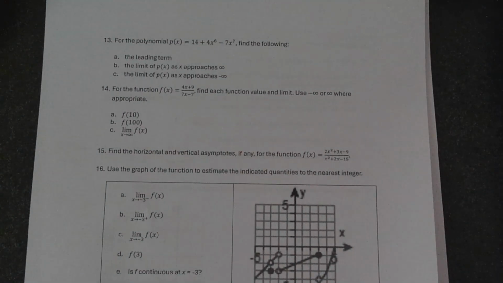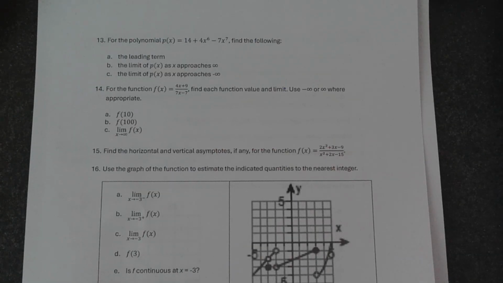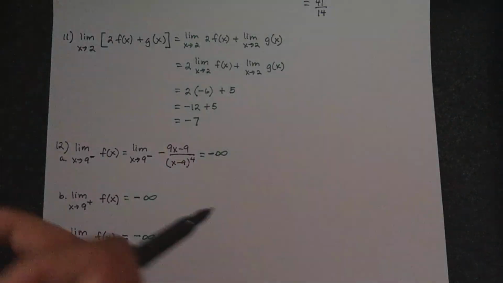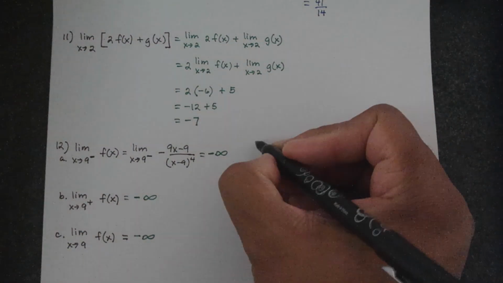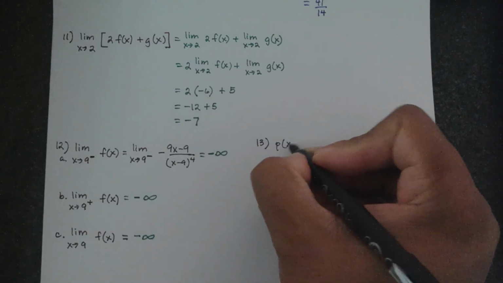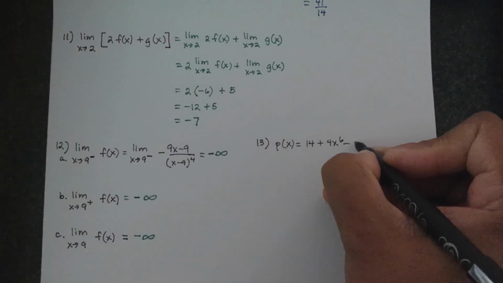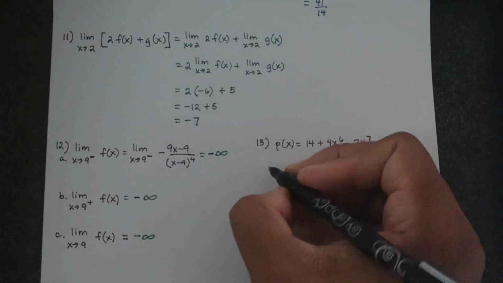Okay. Now, number 13 is for the polynomial function p of x is equal to 14 plus 4x to the 6 minus 7x to the 7. You're going to find the following. Part A is the leading term, and then part B, the limit of p of x as x approaches infinity, and the limit of p of x as x approaches negative infinity. And here we have p of x is equal to 14 plus 4x to the 6 minus 7x to the 7th.